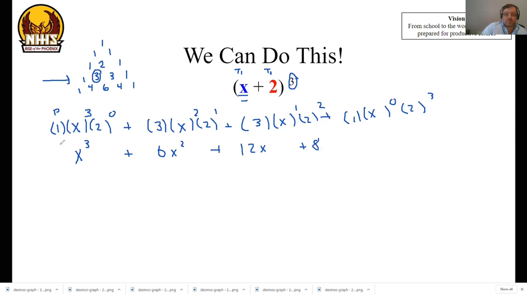And that becomes your answer: x cubed plus 6x squared plus 12x plus 8. So this is how we use the binomial theorem and extend Pascal's numbers to help us with the coefficients when we work these.